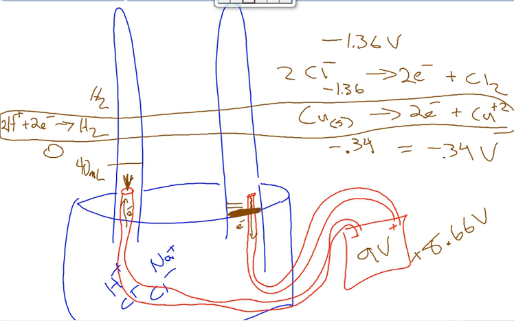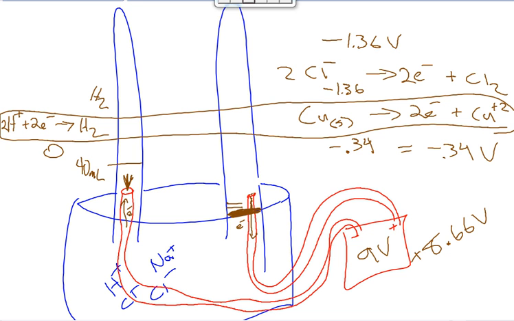Here is an example of a demonstration I'm going to do in class. We'll talk about that next time. All right. So practice, practice, practice. Think, think, think.